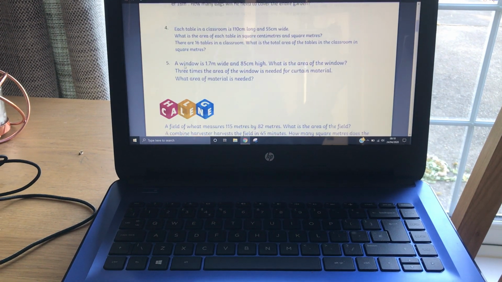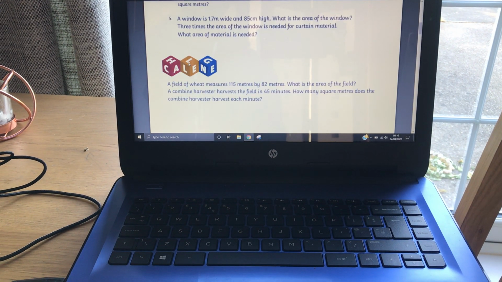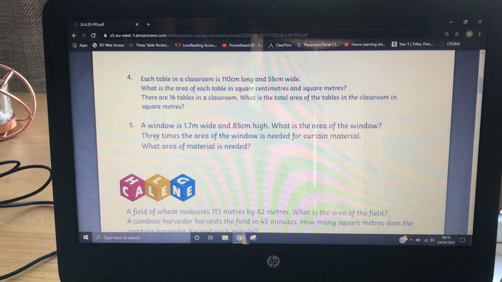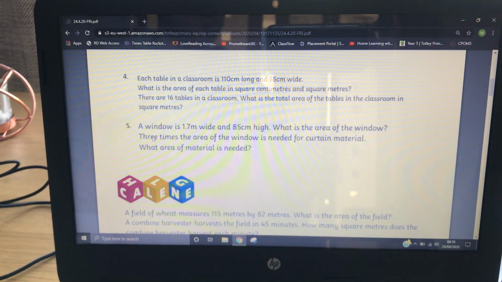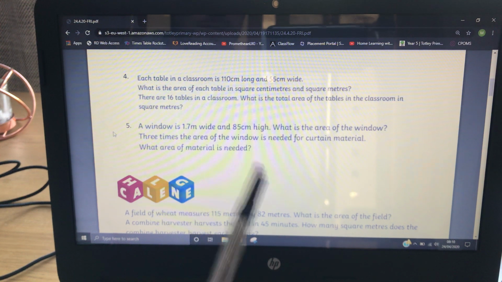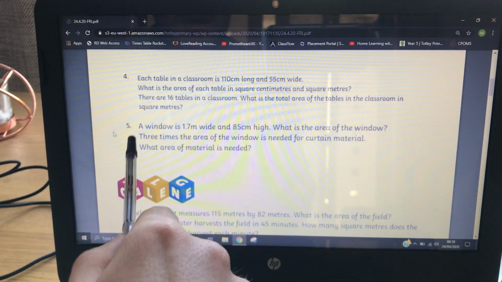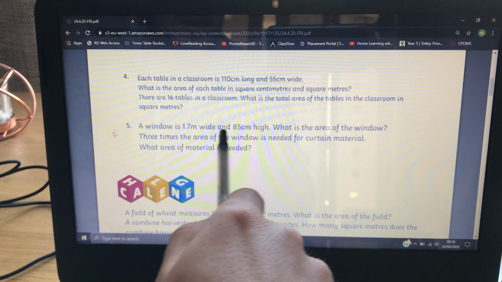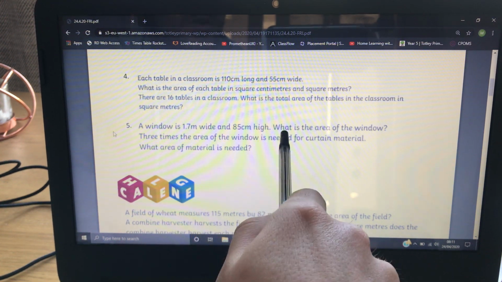And then I think we've got one. Oh yes, we've got a couple more here. I'm going to say that if you've got those answers, then you should be able to answer these ones. I'm just aware of the length of the video here. I'm just going to talk through the last two. A window is 1.7 metres wide and 85 centimetres high. What is the area of the window?